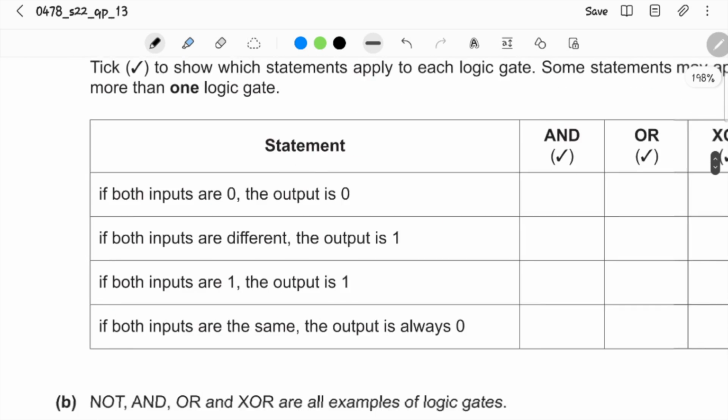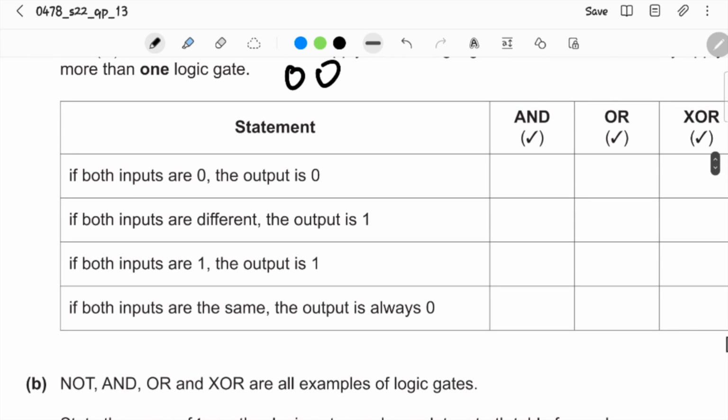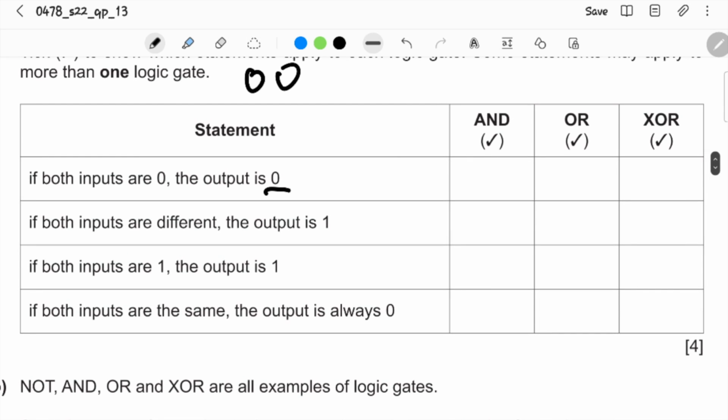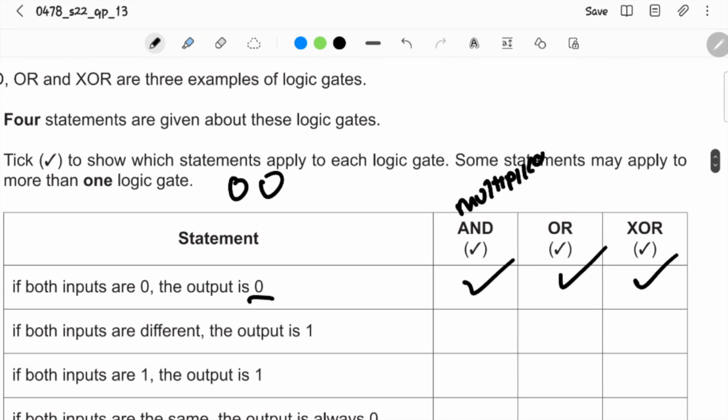So if both inputs are 0, the output is 0. And XOR, yeah. Oh wait, or am I tripping? If both inputs are 0, okay, no wait, AND is multiplication, so even this is 0, and even this is 0 actually. Yeah, because this is a multiplication gate. This is an addition gate.